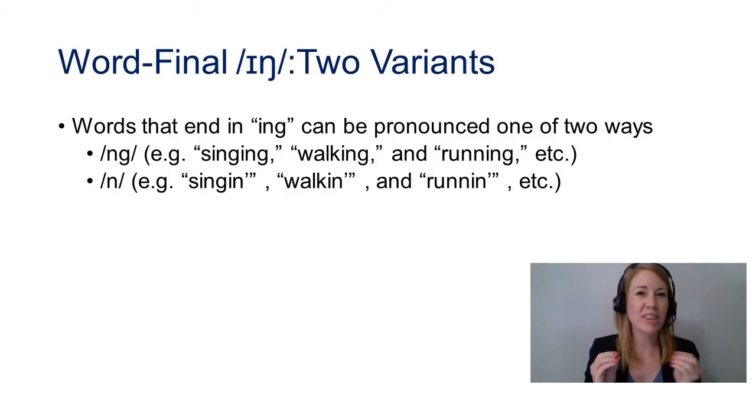Similar with the R sound that we just looked at with Labov, the ing words are kind of class encoded in the same way. So let's look at the options we have. Singing, walking, running, and then alternatively, singin', walkin', runnin'.